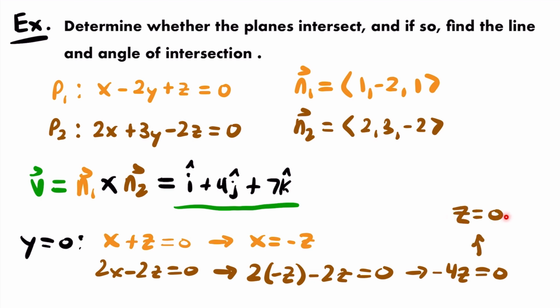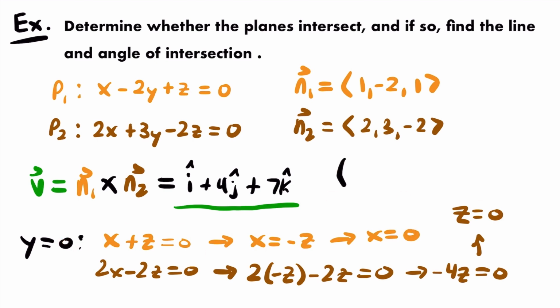And so since z equals 0 and x equals negative z, then x just equals 0. And so what we find here is that the x, y, and z coordinates of a point on the line of intersection between these two planes would be the origin, which is a pretty nice point, (0, 0, 0).